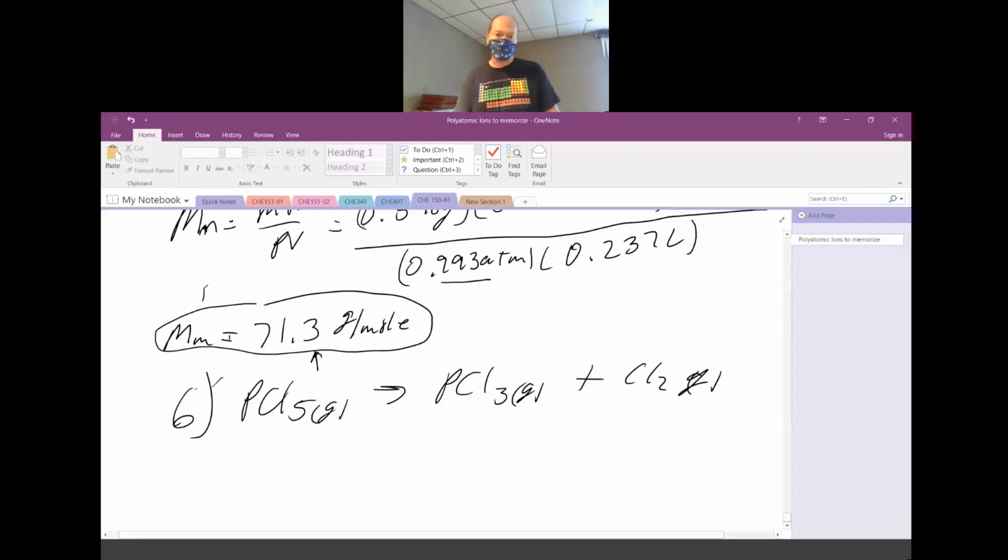You can say 1 liter of PCl5 will decompose into 1 liter of PCl3 and 1 liter of Cl2. Or 1 mole decomposes into 1 mole and 1 mole. But only when it's gases can you use a volume and a mole.